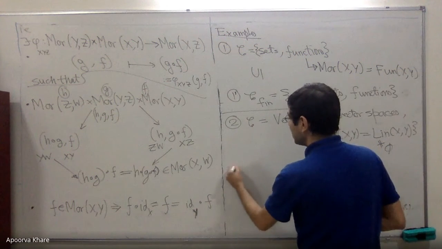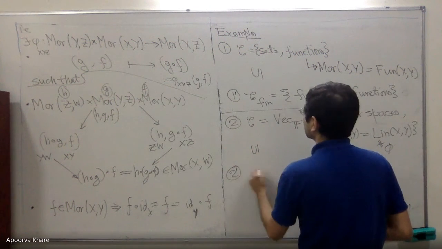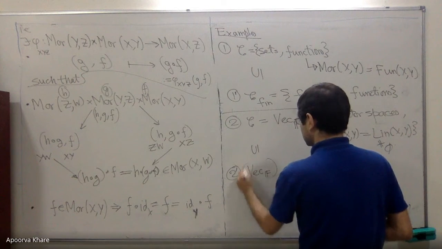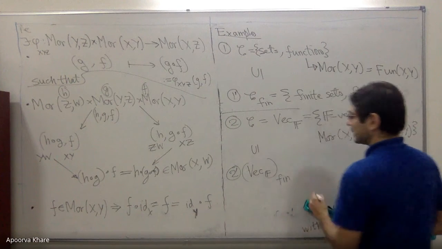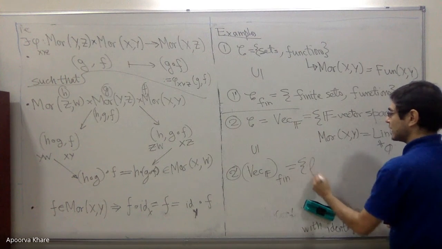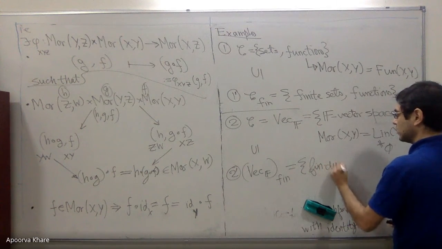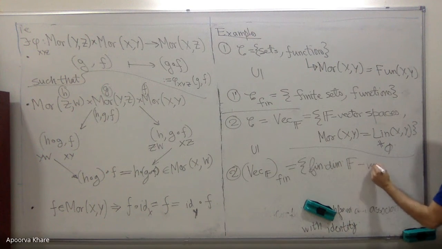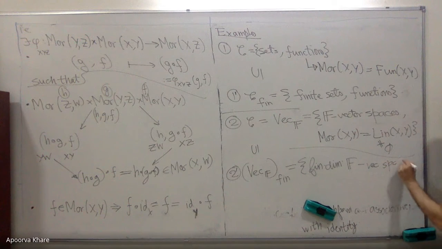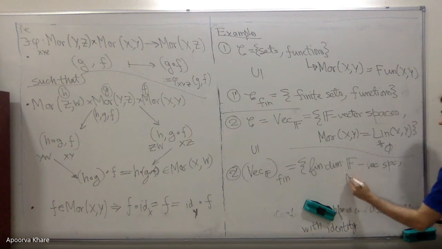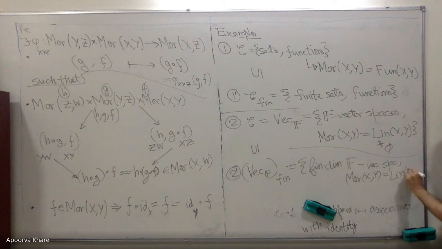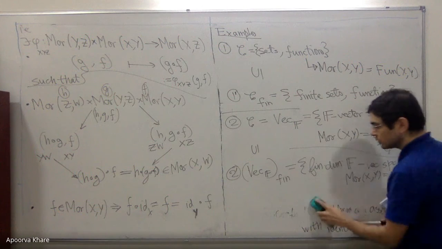Okay, yeah, that's vector space. And similarly to prime, I can look at the subcategory of finite dimensional F vector spaces. And then the morphisms are linear maps. But you can do this for other things as well.